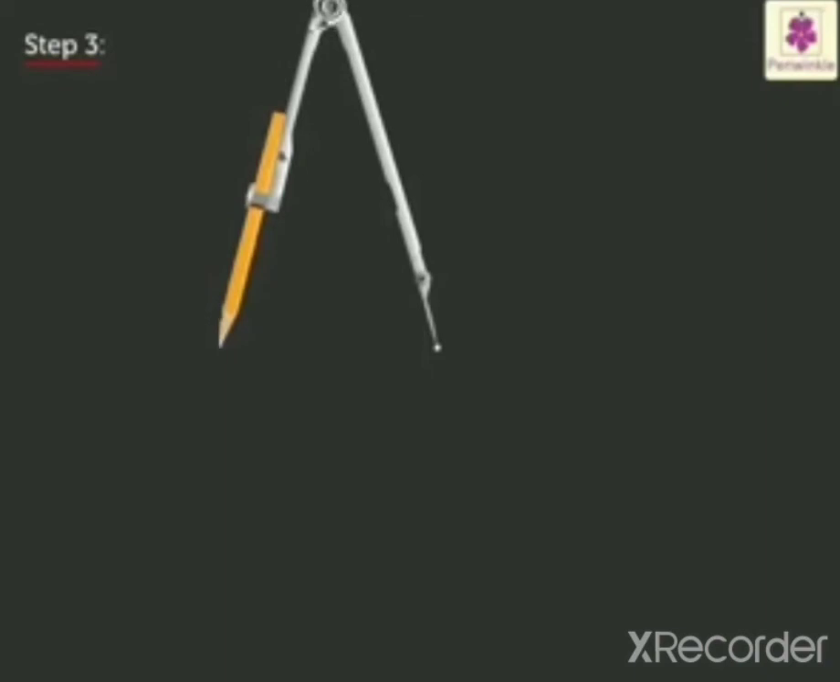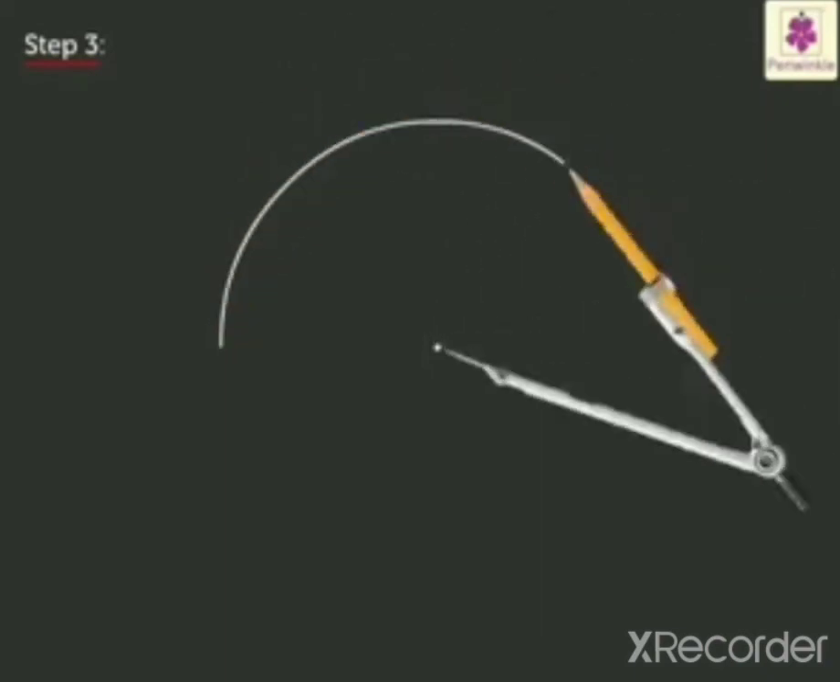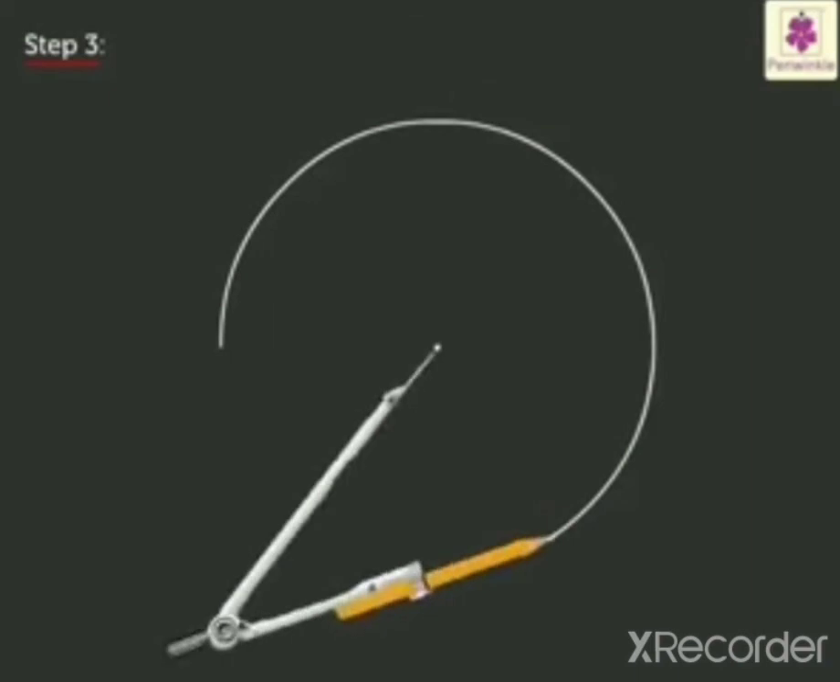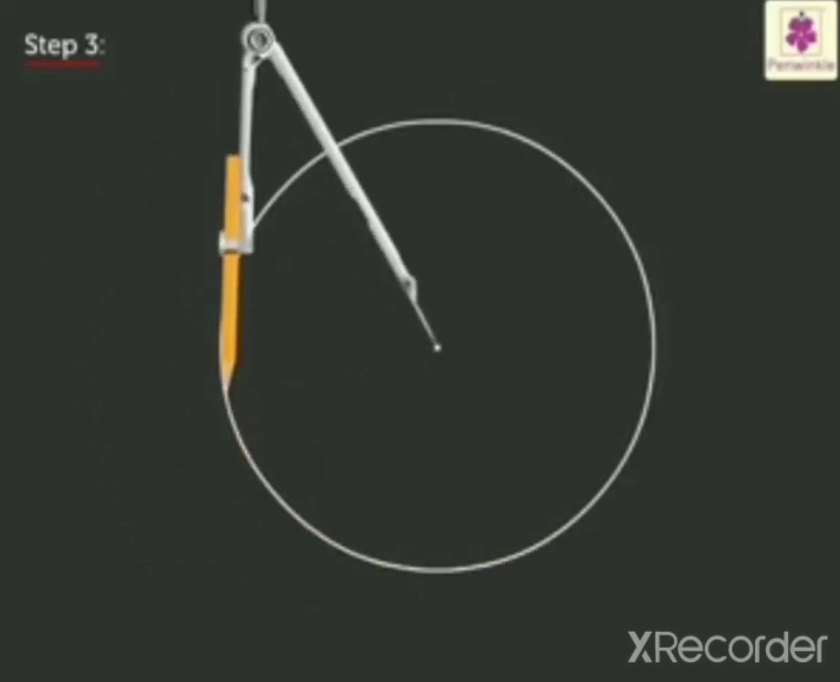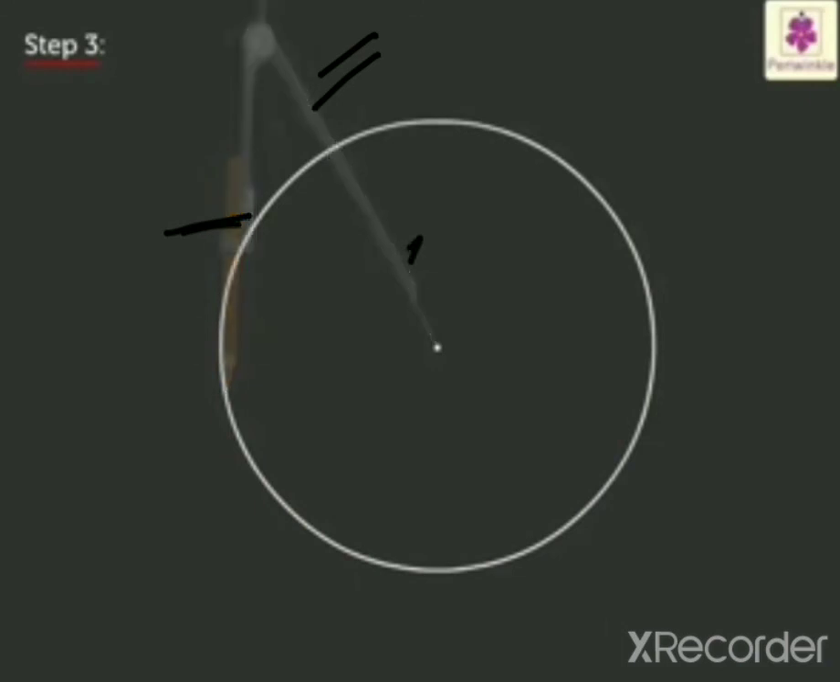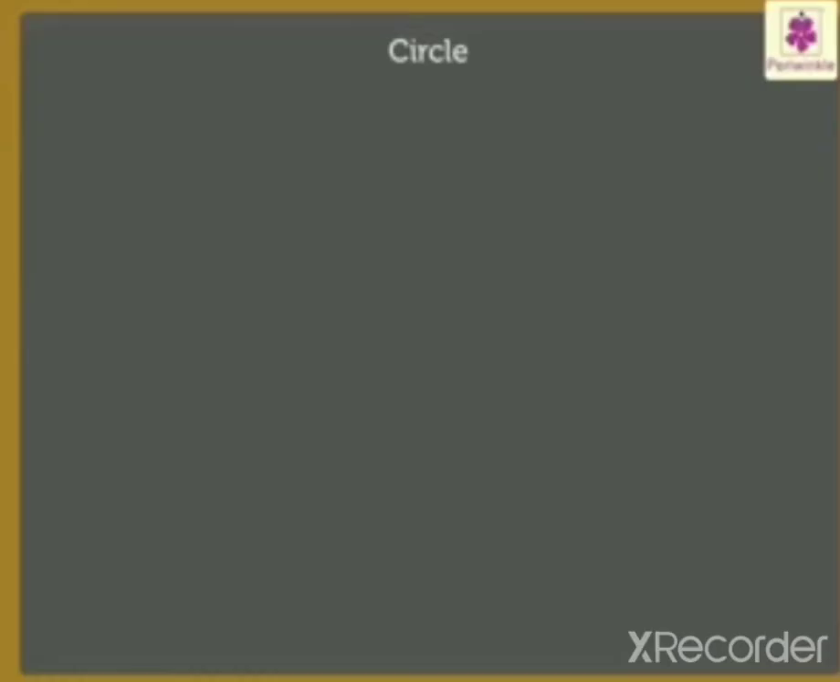Now, in the same way, move the pencil arm keeping the metal arm fixed. You can see in the picture. Keep this metal arm fixed and move this pencil arm, keeping this point fixed so that the radius is the same as we have measured by our compass. Now you can see this is a circle of radius 4.5. In this way we can draw a circle with the help of a scale and compass.